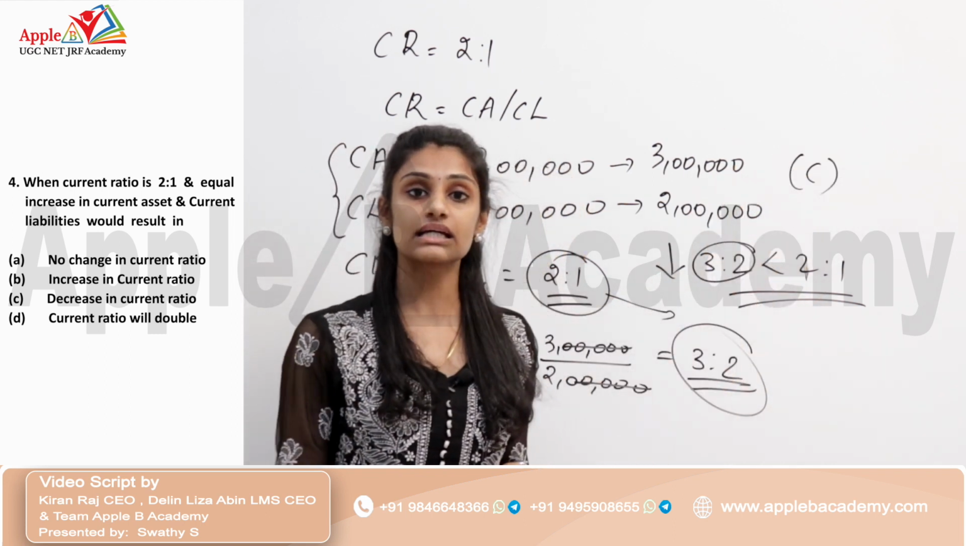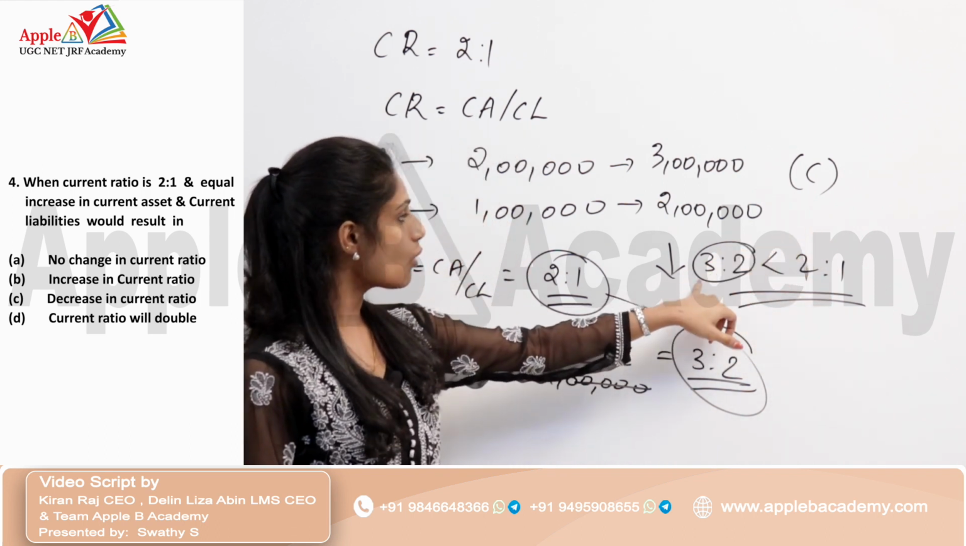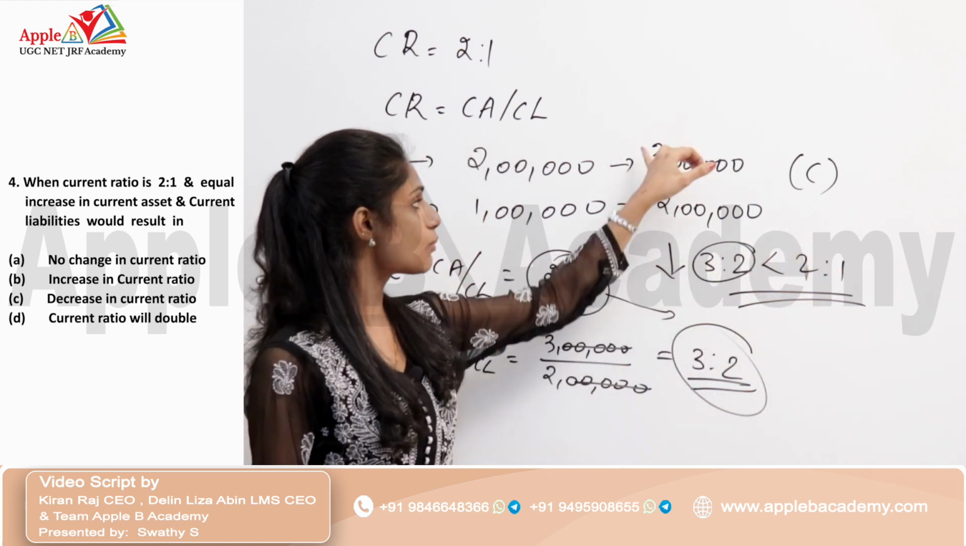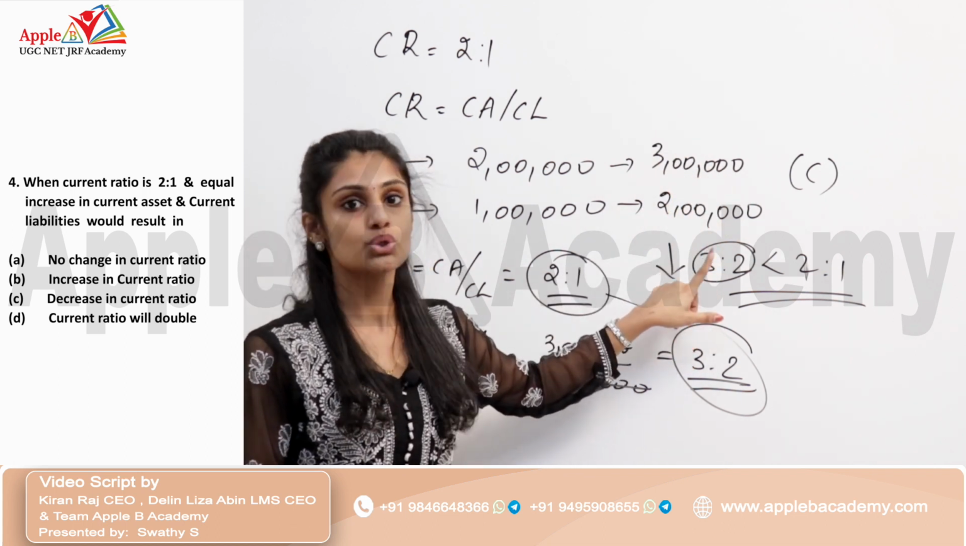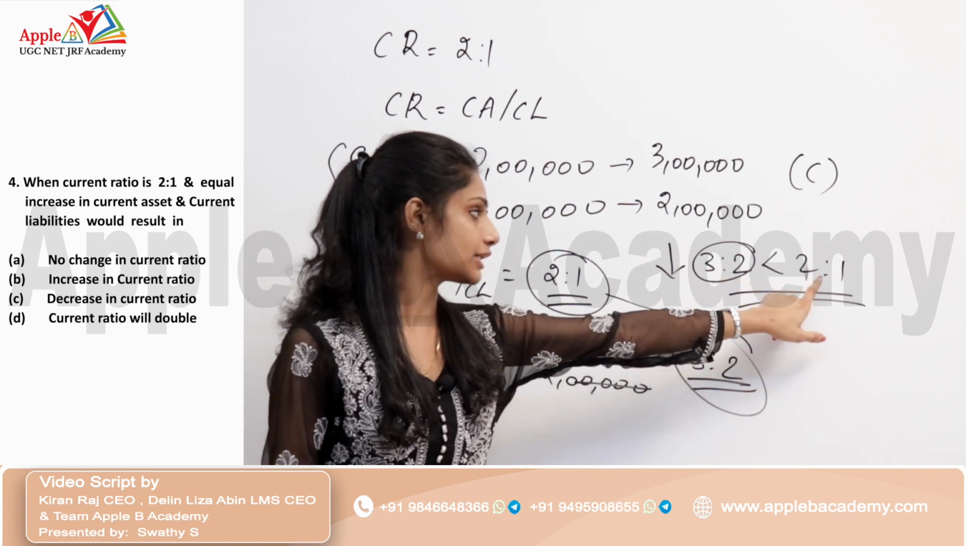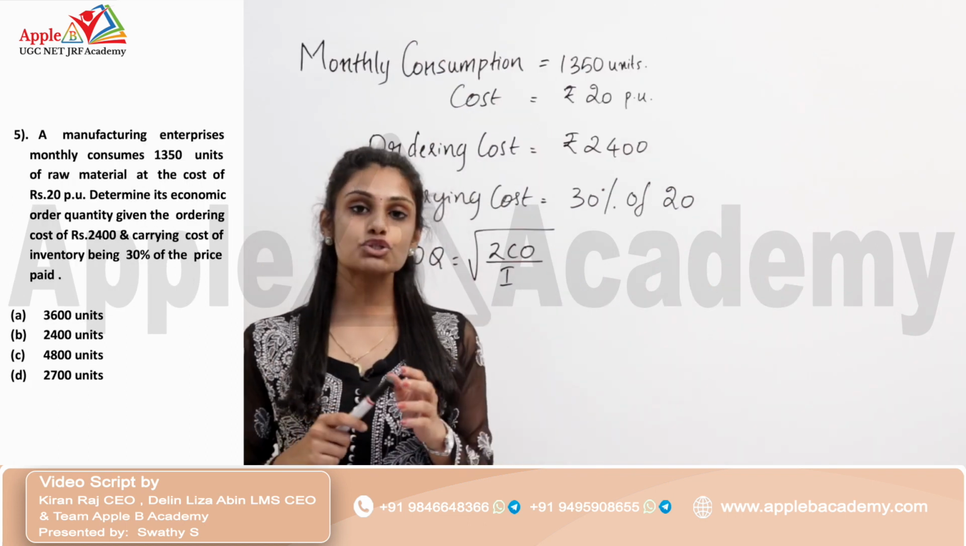There is a decrease in current ratio. Earlier it was 2:1, and now after adding 1 lakh rupees to both current asset and current liability, the current ratio becomes 3:2. This is a lower number compared to this. So the current ratio decreases. Now moving to the next question.